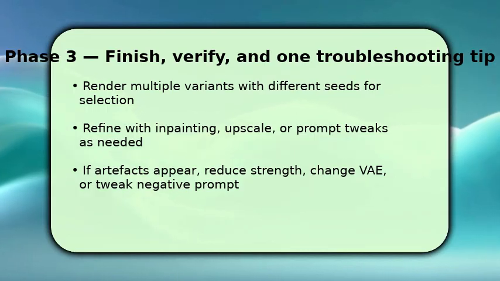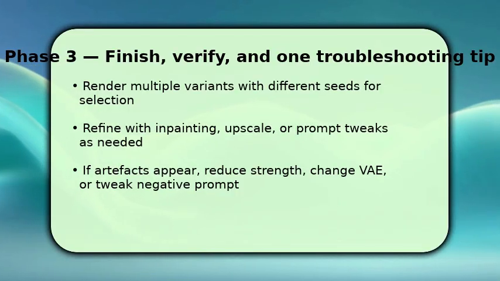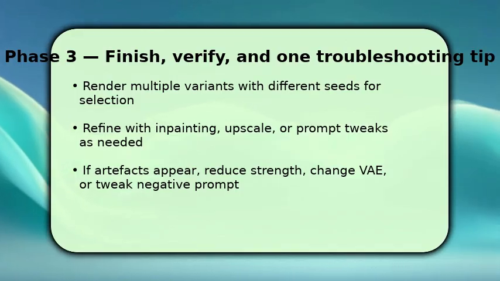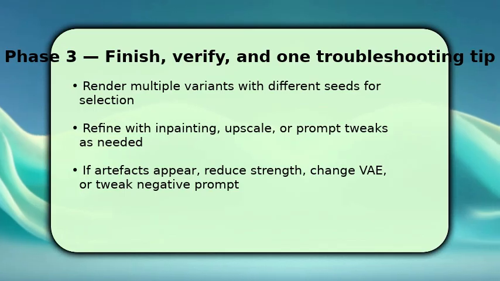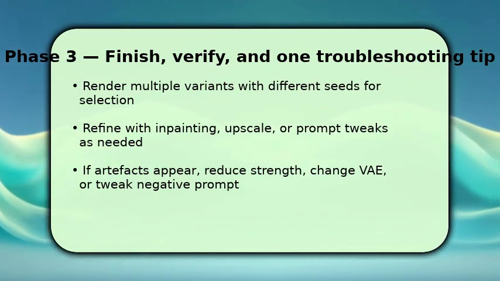If outputs show artifacts, reduce image strength, switch VAE, or expand the negative prompt to remove errors. You can also lower guidance scale slightly. Finally, export your chosen image and save the configuration so you can reproduce or iterate quickly.